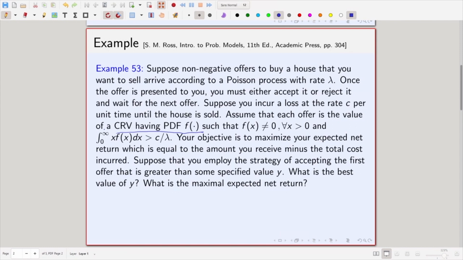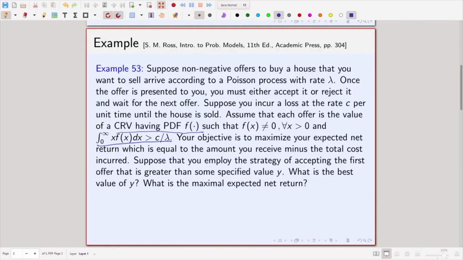So, the offers are actually random. What will be the amount of the offer? That is random. Each incoming offer is a continuous random variable which has probability density function small f. These offers are coming independently of one another, and the value of each offer is a continuous random variable having probability density function f.